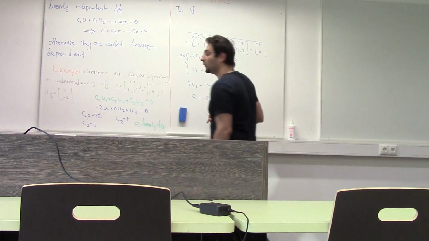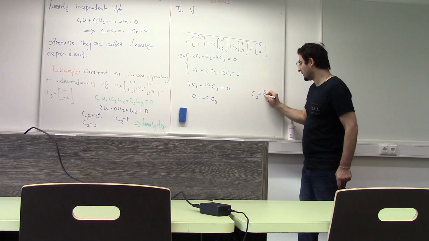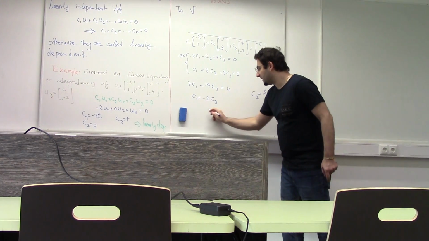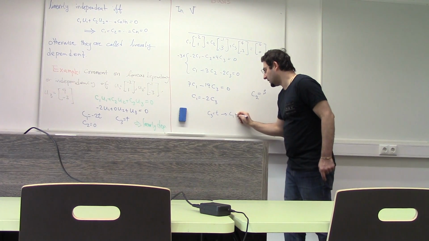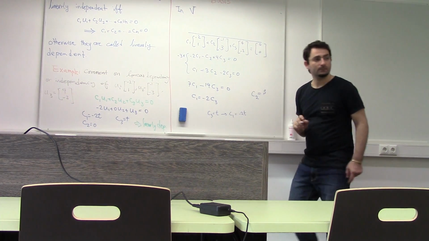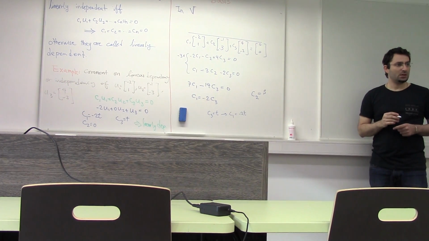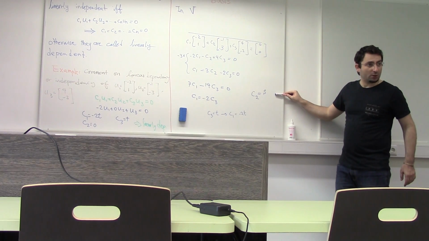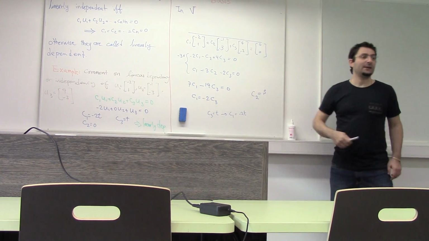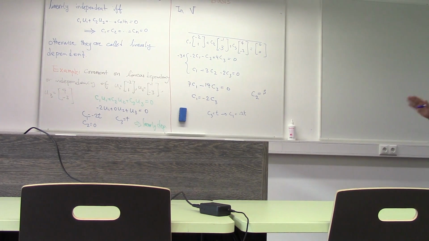So, what about C2? I said that C2 is the parameter S. If C3 is T, C1 is minus 2T. So one trivial solution is that S and T are 0, but we easily get that if we keep S 0, we can have T any other number. So this shows that they are linearly dependent on each other.